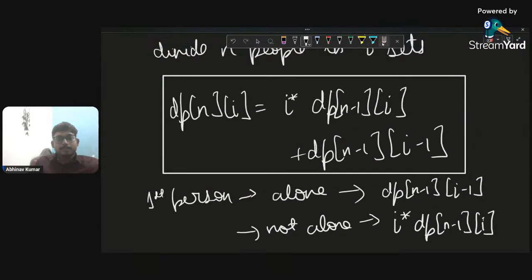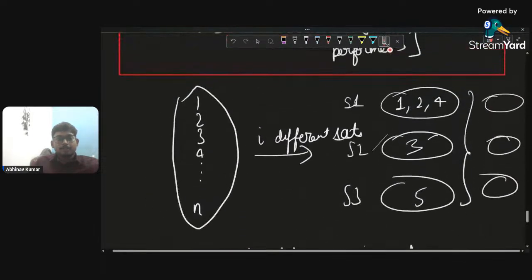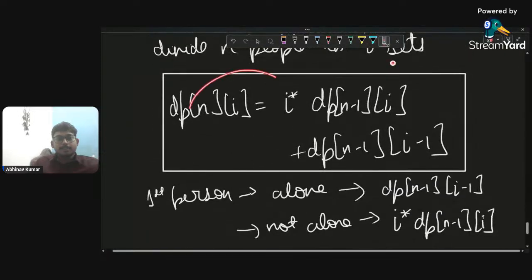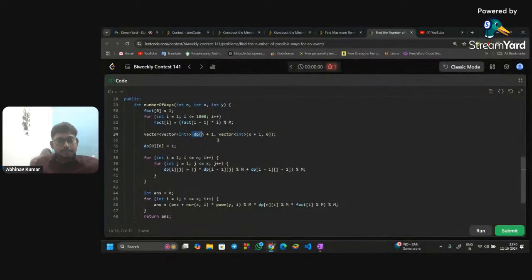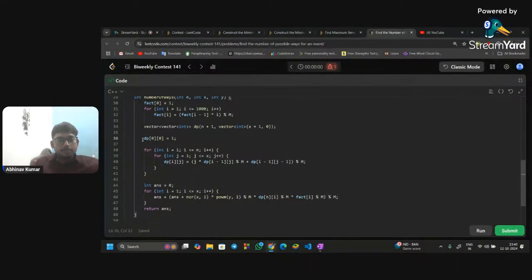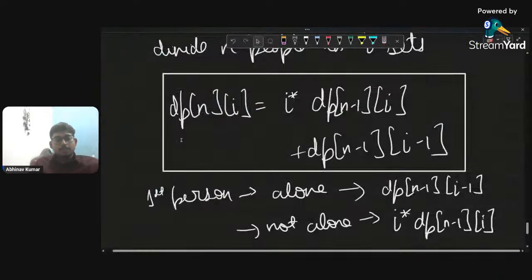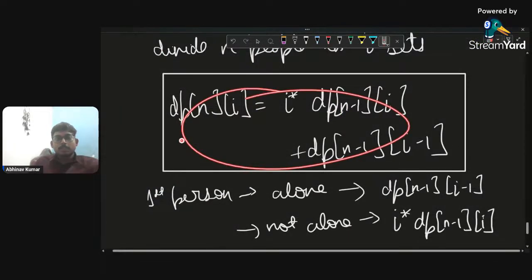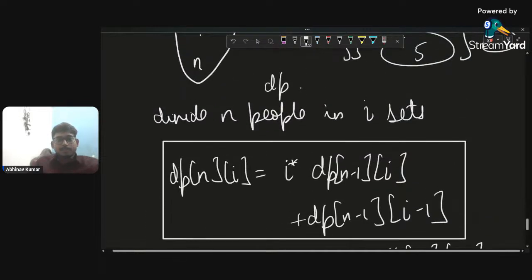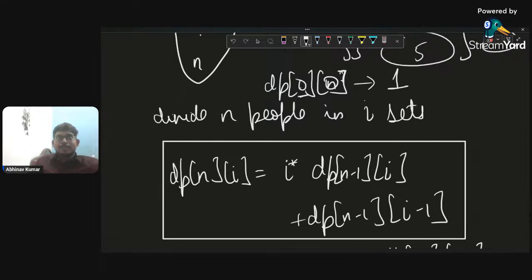Okay, this thing that we were trying to compute, how to divide n people into i sets, I'm going to compute using my dp vector. So the base case would be dp[0][0] is 1. This was the transition that I wrote. What would be its base case? If I'm writing dp[0][0], it means I'm dividing 0 people into 0 sets. So there is one way, that is, just don't place any people in any set. Not placing anything in anything is one way. So that would be the base case.